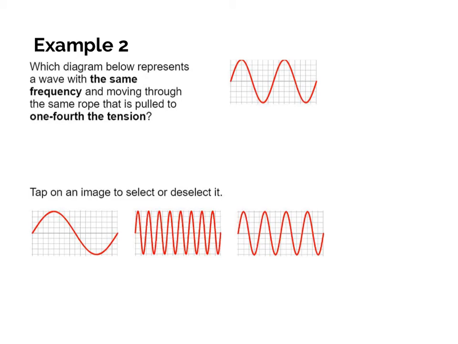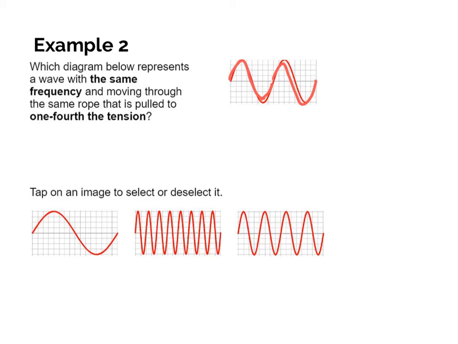Okay? All right, now we're going to tie all these things together with frequency, wavelength, speed, as well as tension and density. So we have a wave here. So I have my wave, and notice that within this wave, I have two complete waves, okay? And it says here that I want to know which diagram below is going to represent my wave when I now have 1/4 the tension.